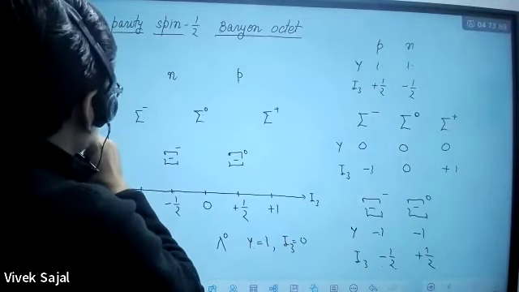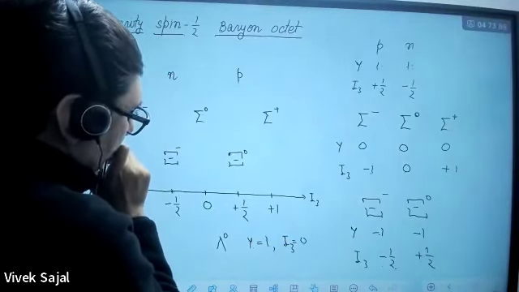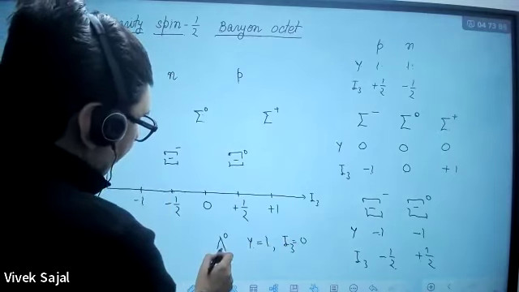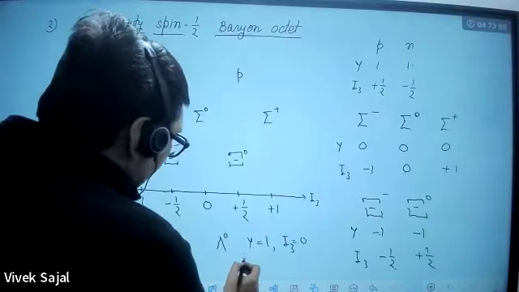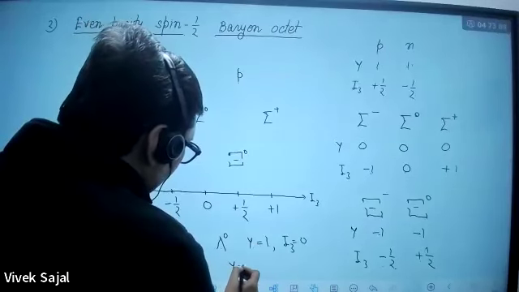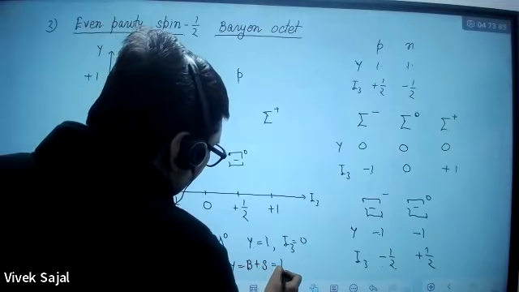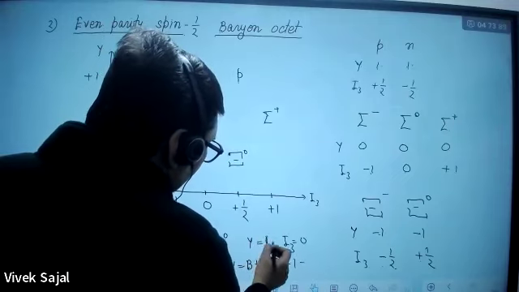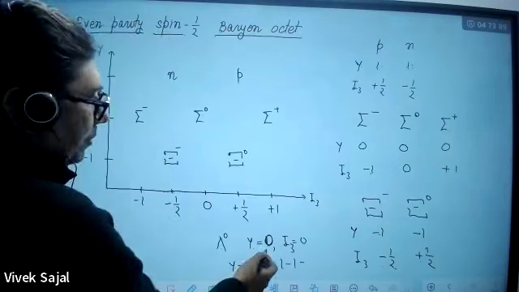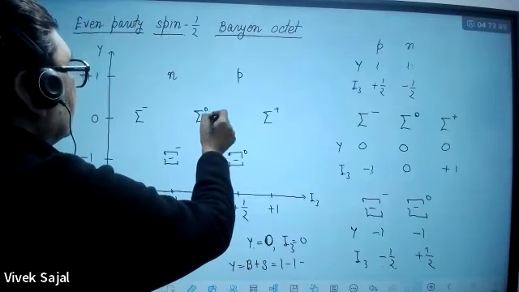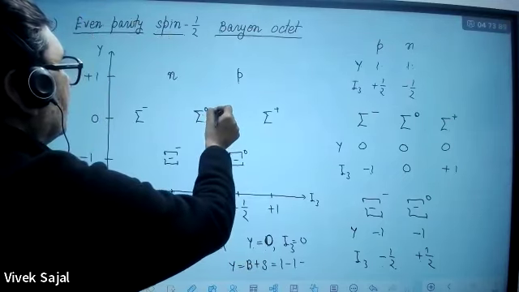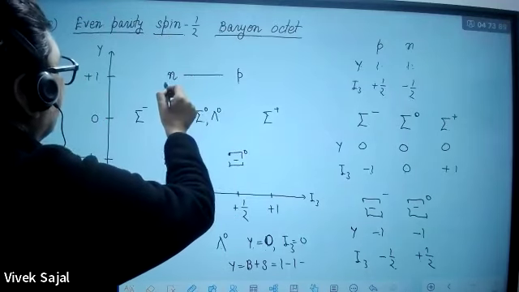Y number. Y will be B plus S. B is 1 and strangeness is -1. So it will be 0. So it will be 0 and 0. It's okay now. Now it is lambda naught. So this type of octet will be there.